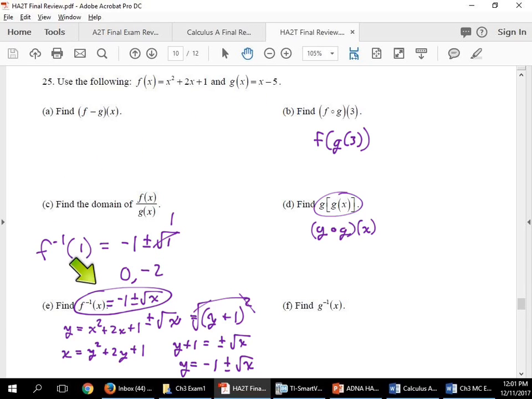So it says find the inverse function, but the inverse function actually doesn't exist. But the process that I did to solve it, that's exactly how you do it. All right, so you do the same thing for this one over here.